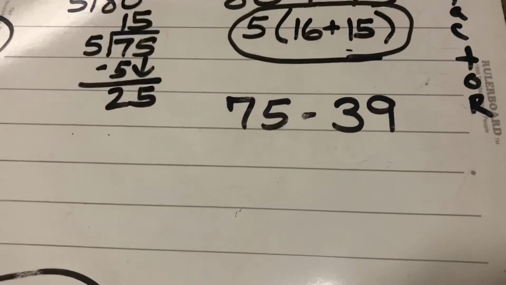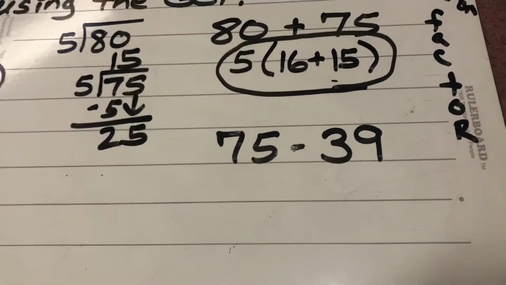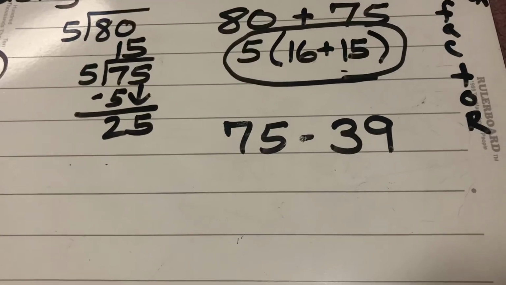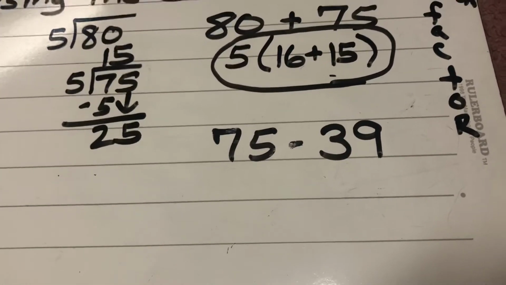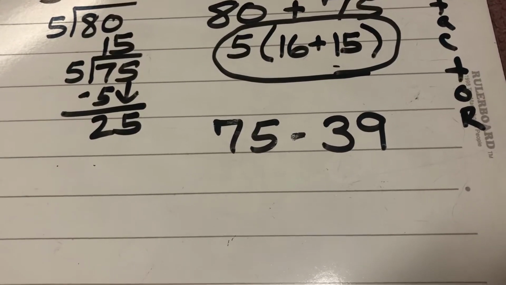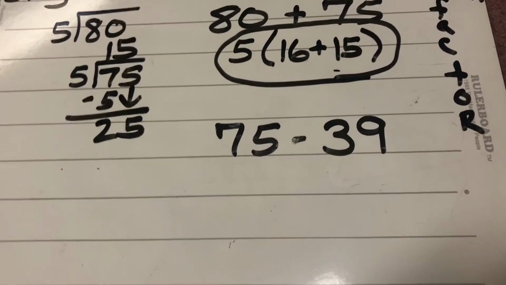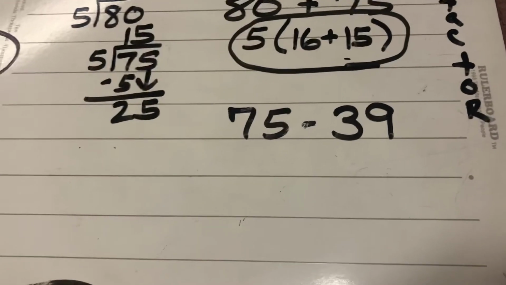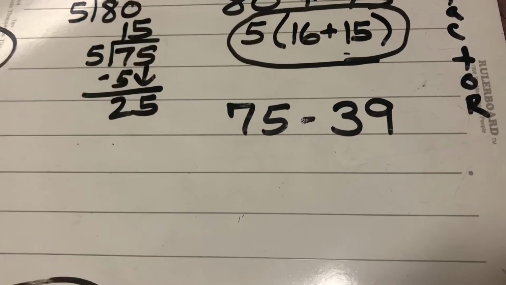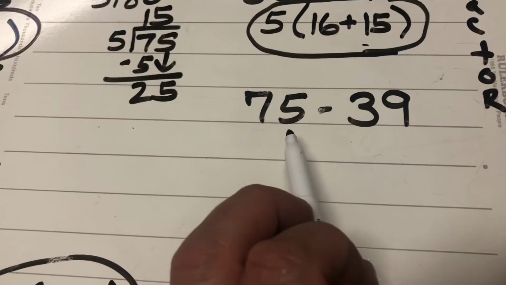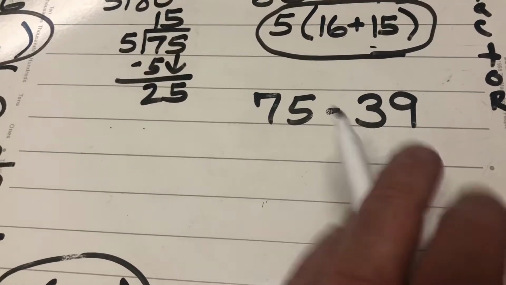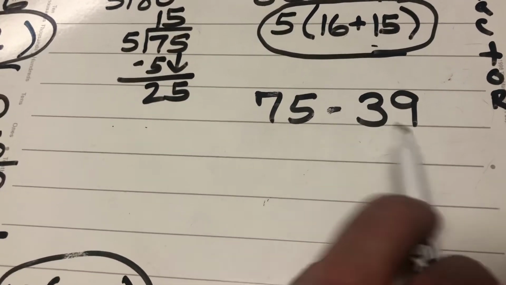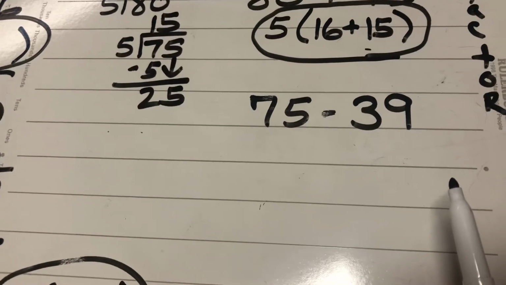75 minus 39. Well, here's an interesting one, and this is where you want to remind yourselves of those rules of divisibility. I'll probably go ahead and post those rules of divisibility again for this lesson. They might help you. But that ends in 5, but this does not end in 0 or 5, so 5's not going to work. They're not even numbers, so 2 is not going to work.